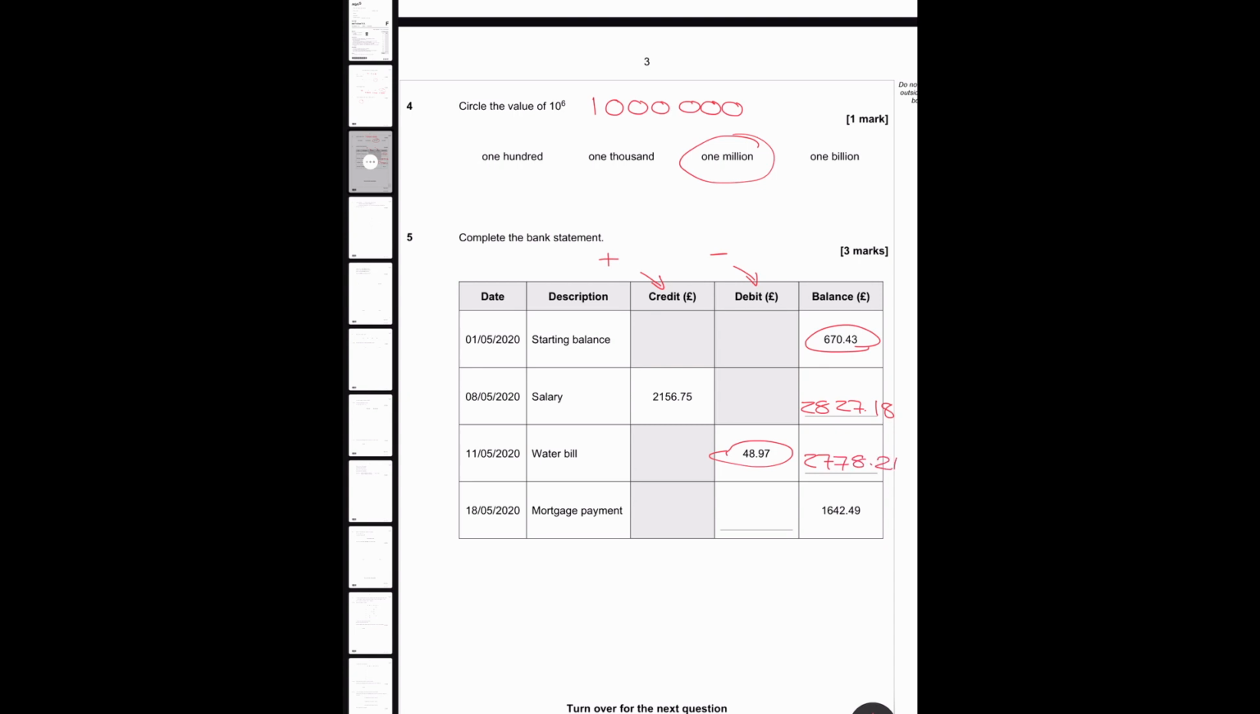Lastly, we've had a mortgage payment go out and it's shown us that we've got some debit that we need to work out. This means we need to work out the difference between the balance we just found and the balance that we end up with, so we're going to do 2,778.21 take away 1,642.49. When we do this, we get 1,135.72.